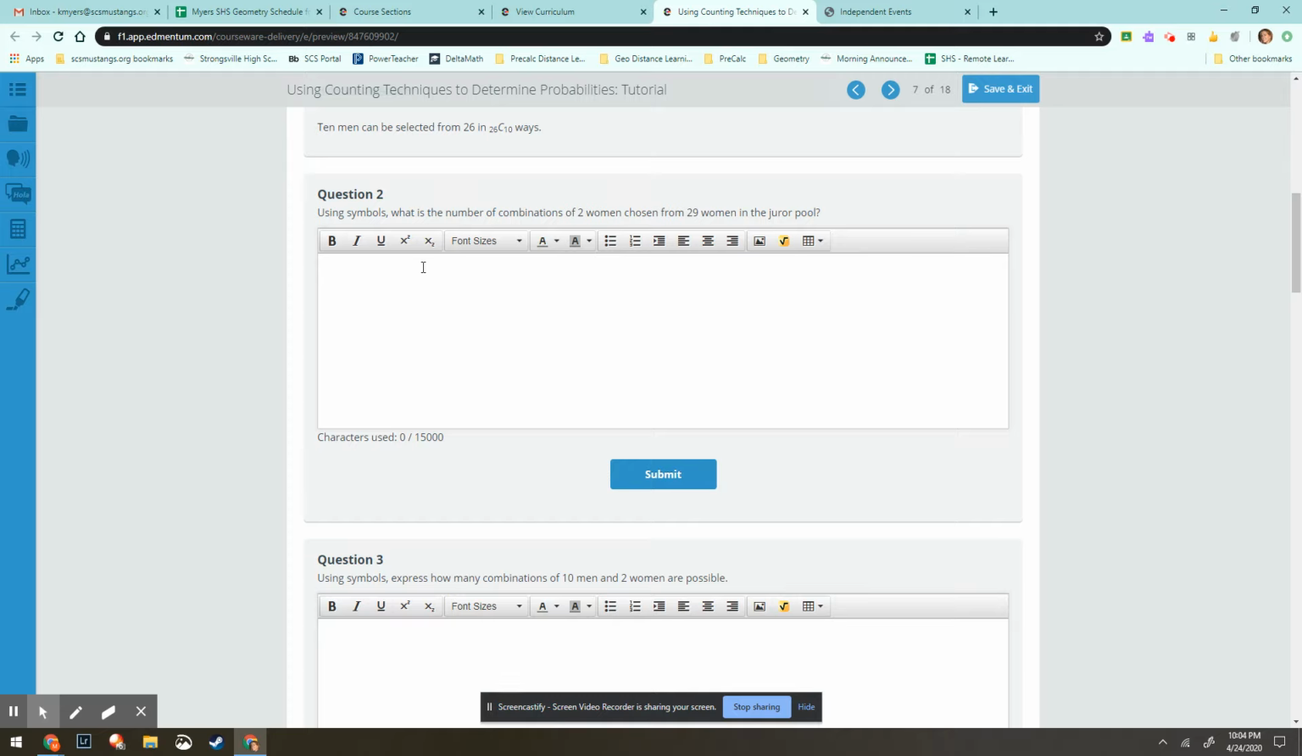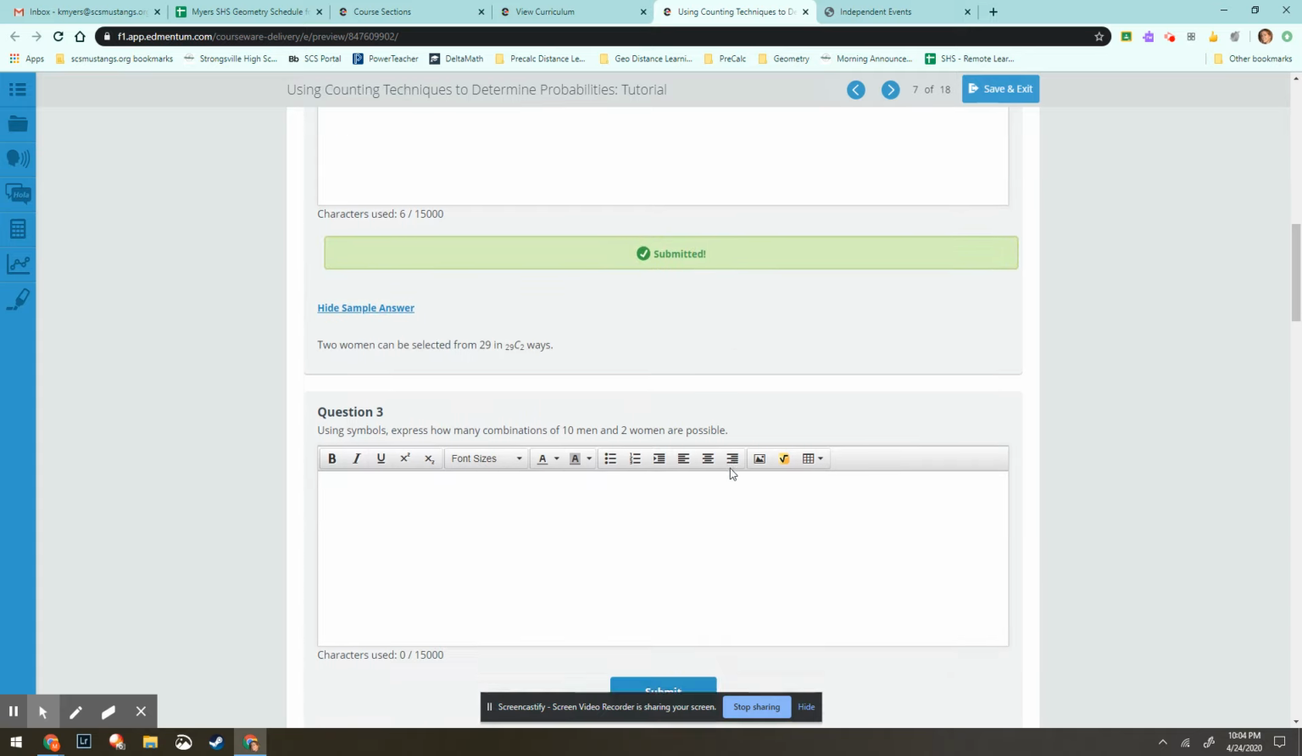Using symbols, what's the number of combinations of 2 women chosen from 29 women? So the total number is 29, choose 2. That's what that notation looks like.